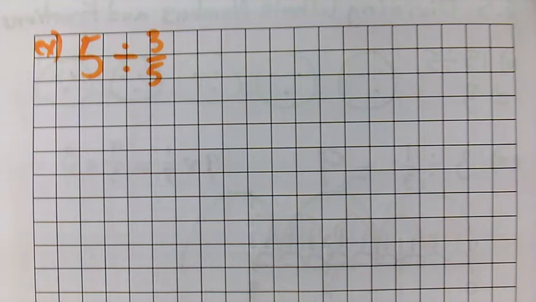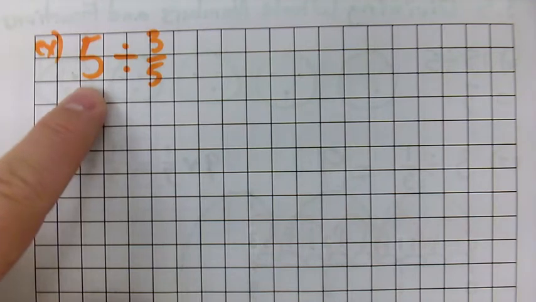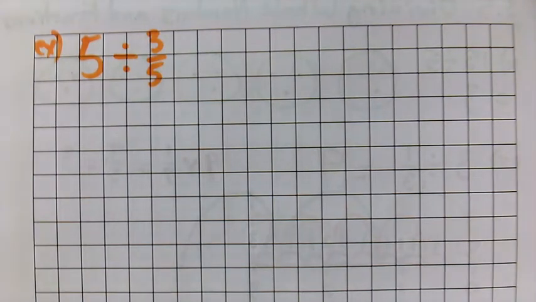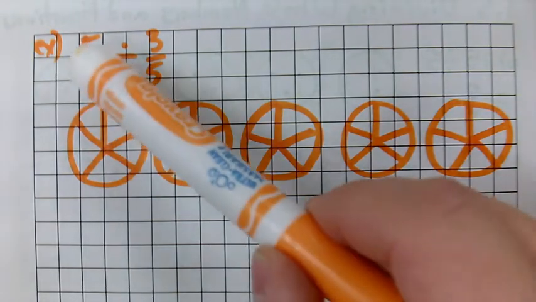So here's an example, 5 divided by 3/5. So essentially, we're trying to figure out how many 3/5 are there in 5 wholes. How many 3/5 would we have in 5 whole things? So perhaps we could use some circles to figure this out. And I'm going to break those circles up into fifths. So I understand there's 2 5s in here.